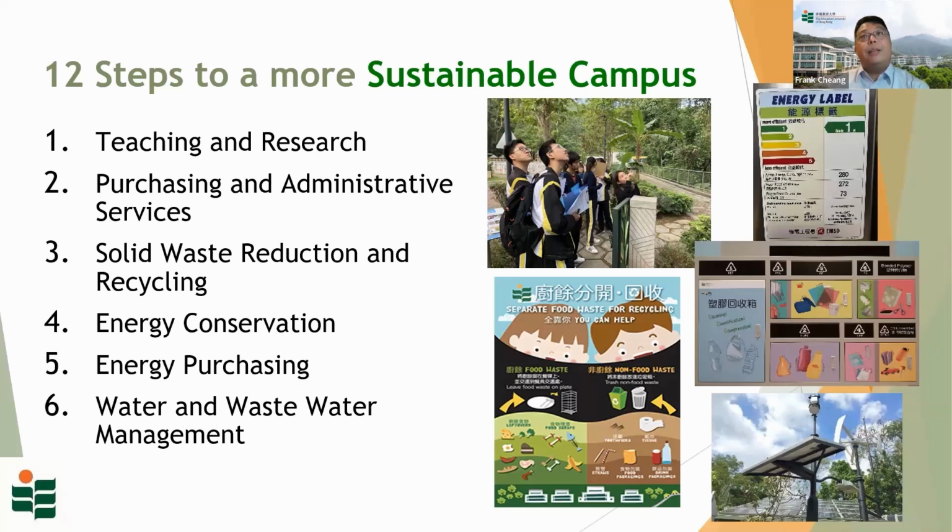Okay, so this is some of the steps we can consider when we would like to have a more sustainable campus. Other than materials, we also will look at energy. For example, energy conservation, which can be as simple as switching off the light when there is no one in the room. This could help your campus become more environmentally friendly.